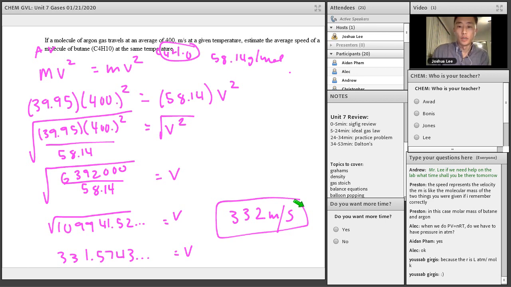All right, so that's Graham's law. Do y'all want more time on this? Ready, set, go. All right, and it seems like 75% of you do not want extra time on this. So we will move on.